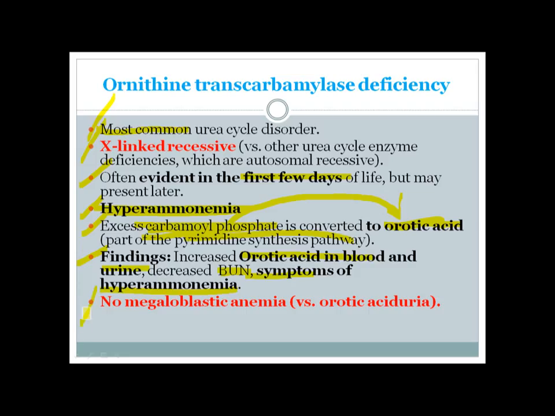And one important difference between orotic aciduria and ornithine transcarbamylase deficiency is that in the case of orotic aciduria you will have megaloblastic anemia, but in the case of ornithine transcarbamylase deficiency you will not have any megaloblastic anemia.